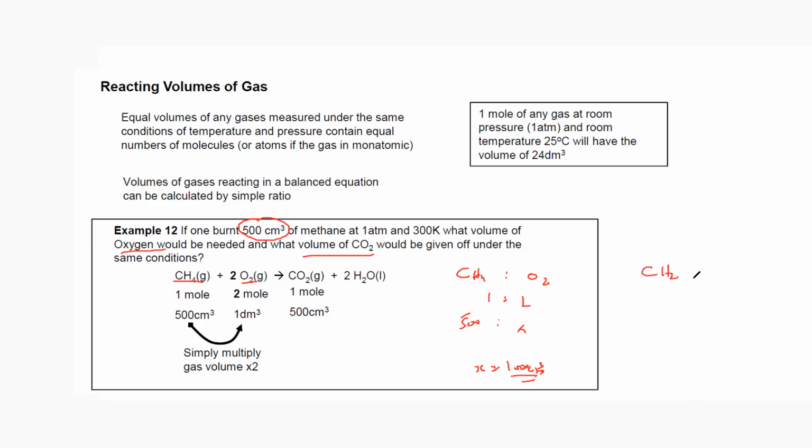And methane to carbon dioxide, the ratio is 1 to 1. So if it is 500 cm³, this will be X. So we'll get the same 500 cm³. And keep in mind all this applies when the temperature is 25 degrees centigrade and the pressure is 1 atm, because that is where the molar volume is 24 dm³. So we can use the mole ratio to get the volume.